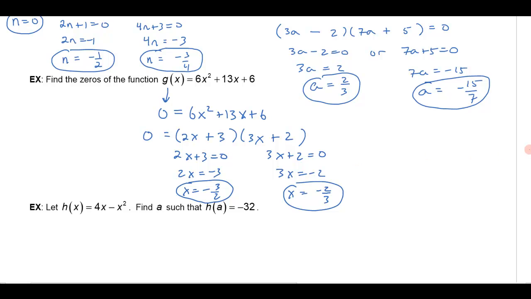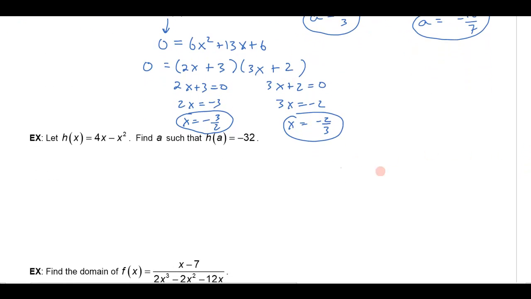Here's another way we can pose a similar problem, same problem, just different language. It says here's a function h of x, and we're asked to find a such that h of a is negative 32. Now be very careful that this problem does not say find h of negative 32. Okay? So let's write a big danger here. First time students see this, sometimes they're confused.